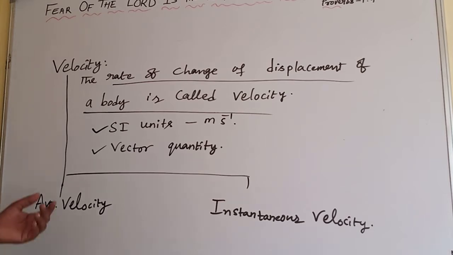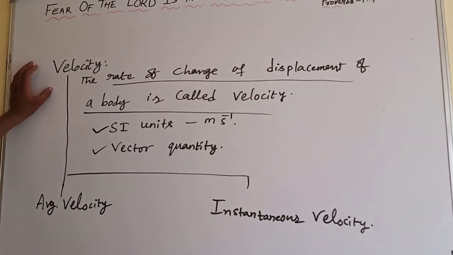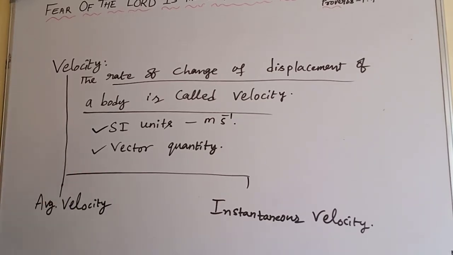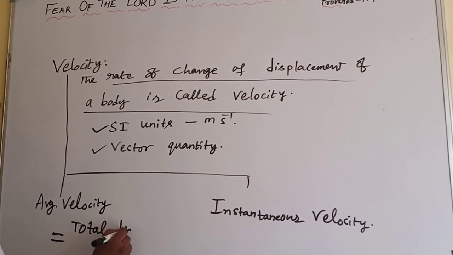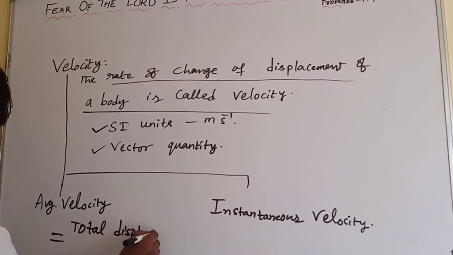So next, in this velocity we need to remember these 2 points, very important. What is average velocity, and what is instantaneous velocity? If you want average velocity, then average velocity is equal to total displacement upon total time taken.